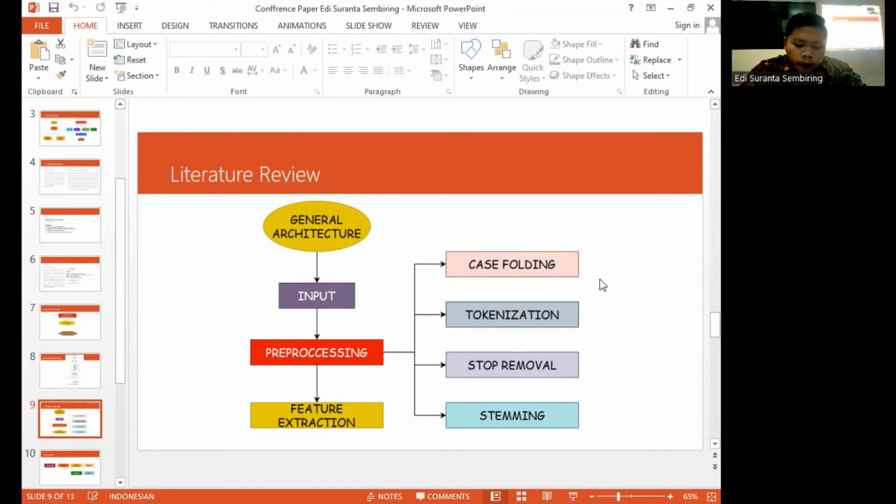Case folding. Case folding is the step of changing each letter in a word to lowercase, so that the type of letter that will be processed becomes uniform. And then tokenization. Tokenization is the stage of parsing text in a paragraph, sentence, or page into what is called tokens for analysis. The purpose of tokenization is that words in a paragraph, sentence, or page are converted into word units.